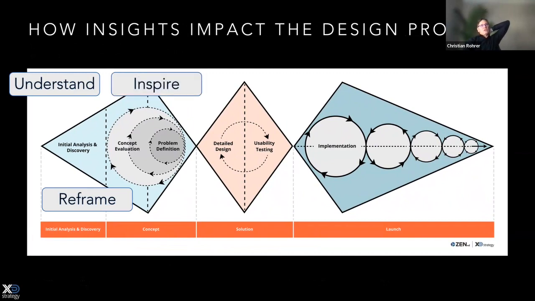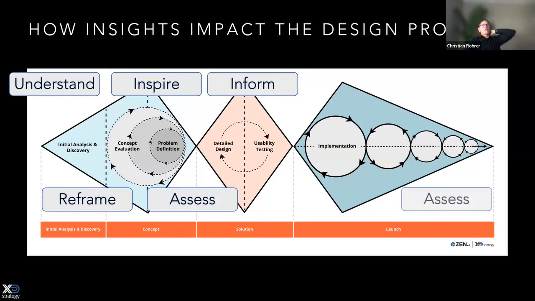That is then used to inspire creative ideas or concepts that we might pursue, which we then assess to determine which one's the right concept to go with. Then we get into the detailed design, where we're using usability studies to inform the design and ensure that it's easy to use. And ultimately, after we build it, we can assess again. So the insights impact the design process, but in a way that's not strictly the same as either science or the way decision makers would. It's really much more varied in nature, depending on the point.